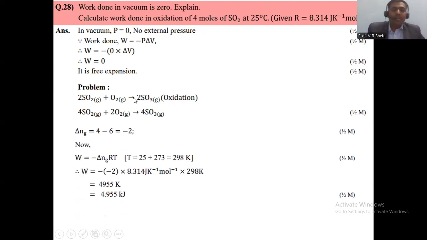So what will be the change in number of moles for gaseous substance? So this is gaseous substance. What is the change in number of moles? 4 moles, that is final. And what is initial? 4 plus 2, 6 moles. You will get change in number of moles, that is minus 2. If you are substituting these values in the work done equation, W is equal to minus delta ng RT, R is the gas constant, T is the temperature. Gas constant is 8.314 joule per Kelvin per mole. You will get 4.955 kilojoule, or in terms of joule, it is 4955.